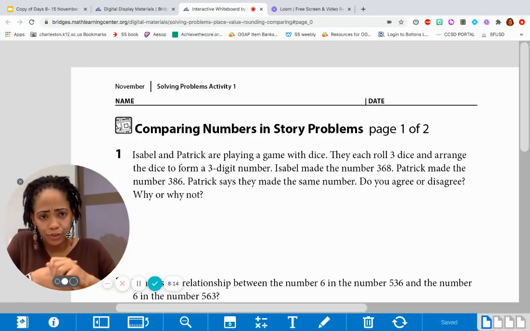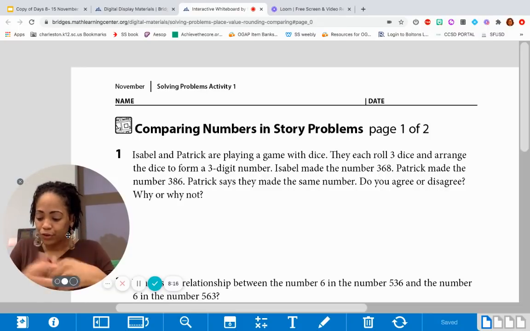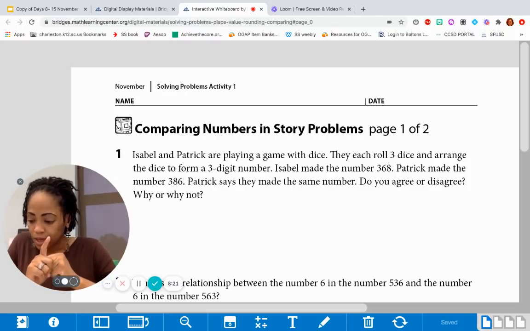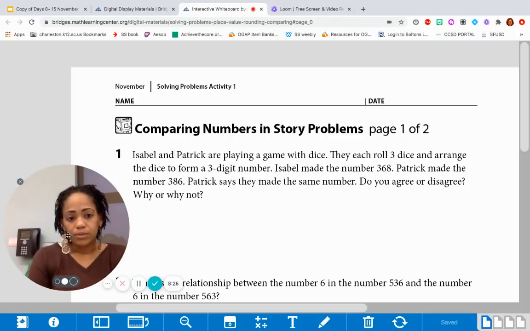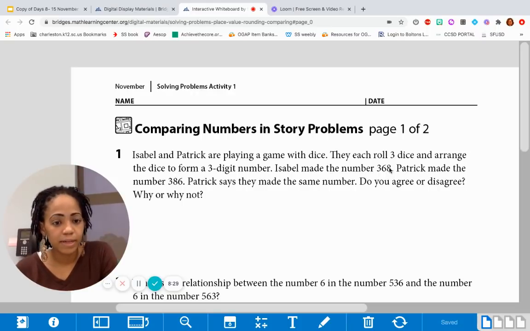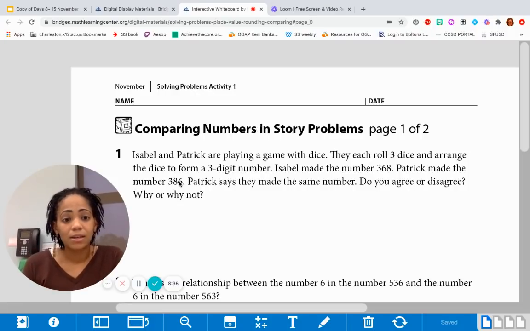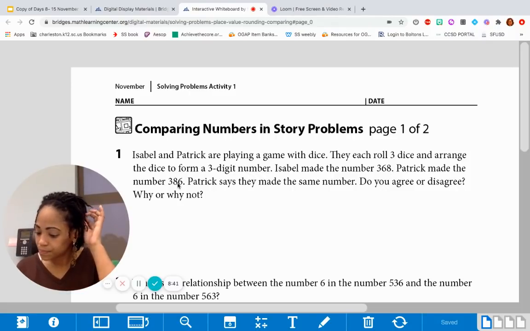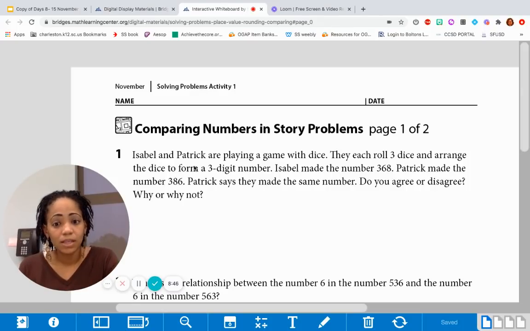So I want to push your thinking a little bit further. Let's talk about the digits in the ones place and the tens place in both of the numbers, okay? So look at the ones place in 368. Look at the tens place in 386. There's an 8 in the ones place here, and there's an 8 in the tens place. What does that mean? Yeah, so this number is 10 times, the digit is 10 times bigger.